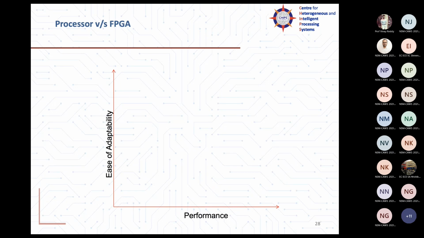Okay, so if I were to plot a graph of how this helps in terms of performance and how easy it is to use these kinds of devices, no matter what, in terms of ease of adaptability, processors are at the peak, right? You take an application, map it onto a general purpose processor. You can map any application onto a general purpose processor. The microarchitecture and the compiler tool frame are meant to be used for all kinds of applications.